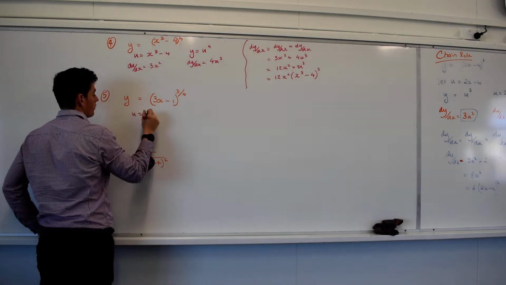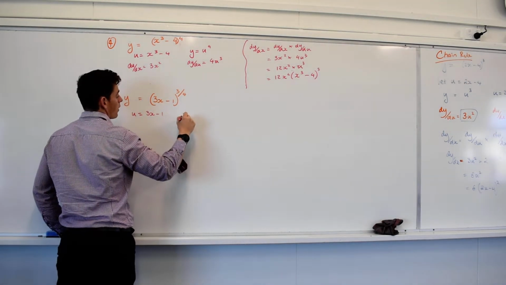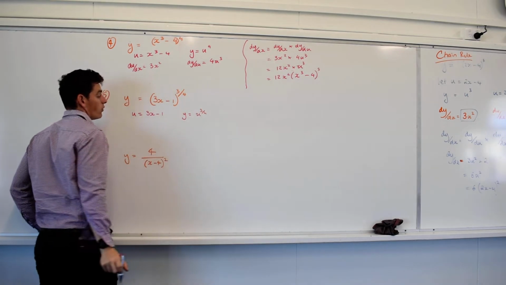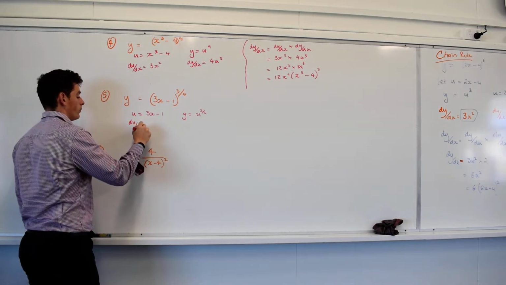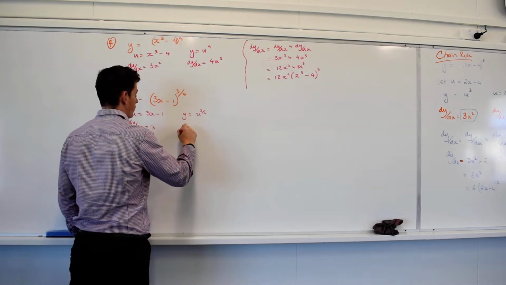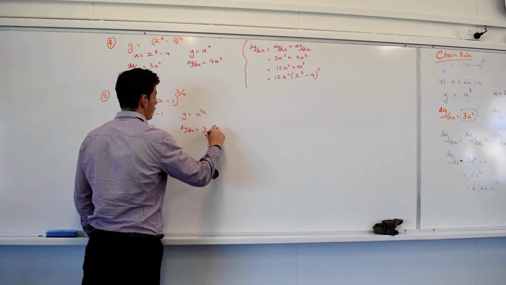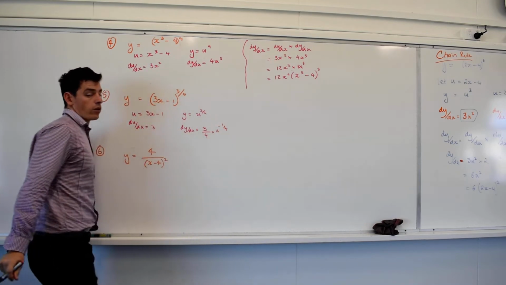So, for the next question, the same setup. u equals? 3x minus 1. y equals u to the power of? 3 over 4. du/dx equals? 3. dy/du equals? 3 over 4. 3 over 4 times u to the power of? Negative 1 over 4. I just take 1 away from my power.